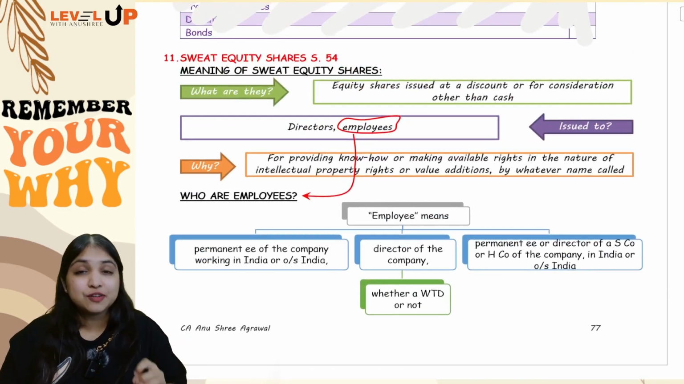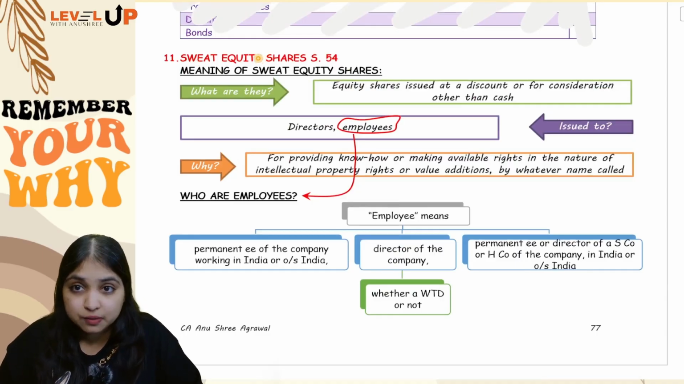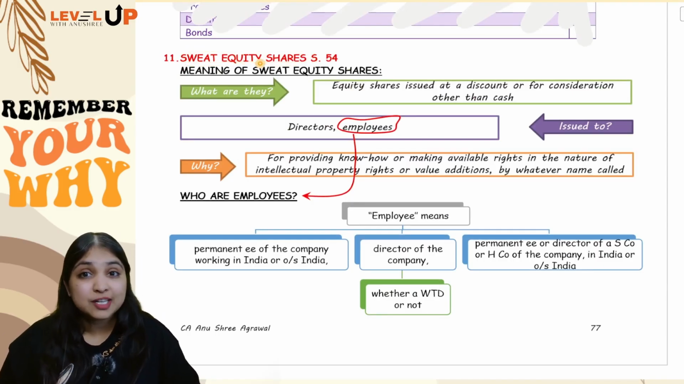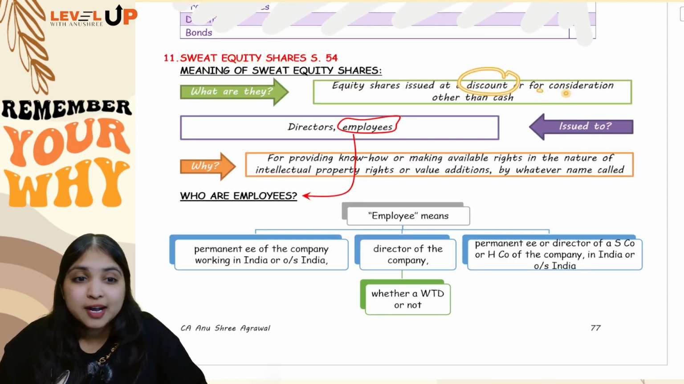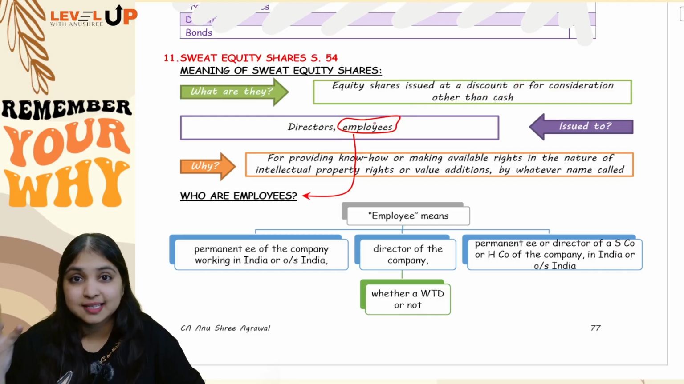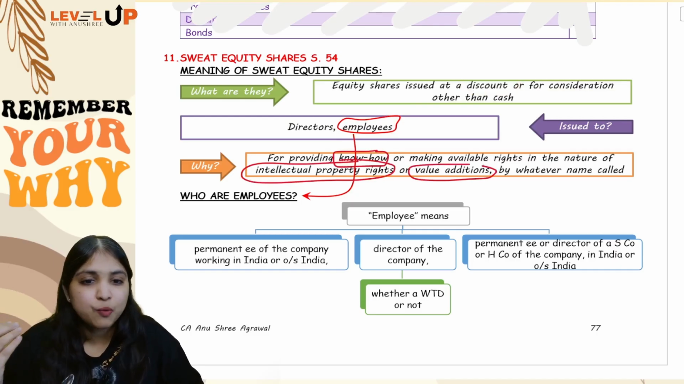Then comes section 54, guys, sweat equity shares. Now this is important. Here we learned that whenever the company wants to issue sweat equity shares, first of all, what are sweat equity shares? They're equity shares which are issued at a discount or for consideration other than cash. To whom? To directors or employees. Why? What are they giving us in return? 3 things, guys. Either they are giving us know-how in return, or intellectual property rights in return, or value addition by whatever name called.